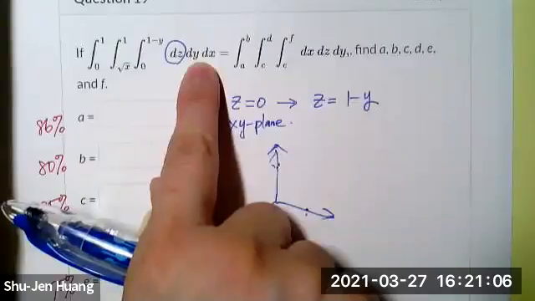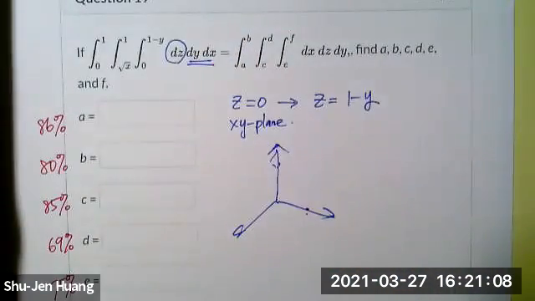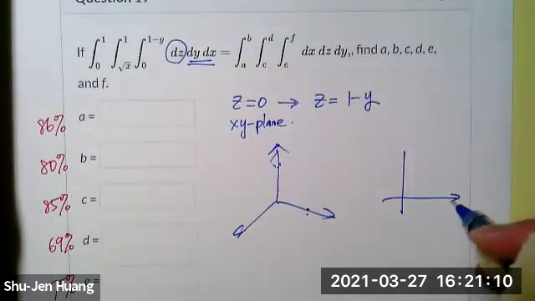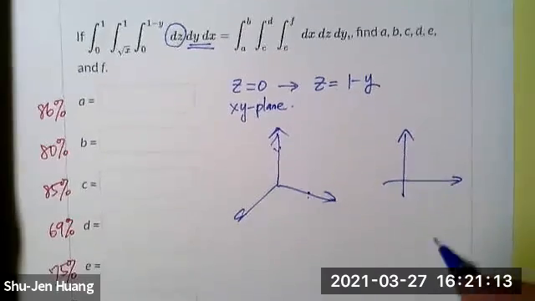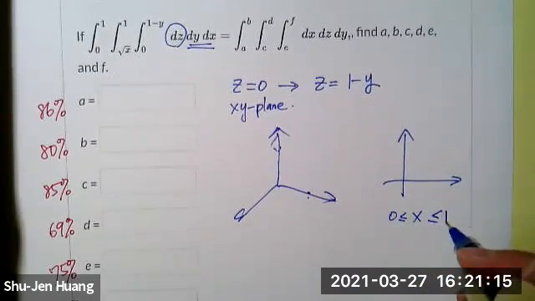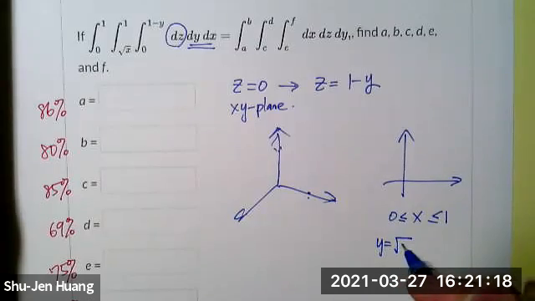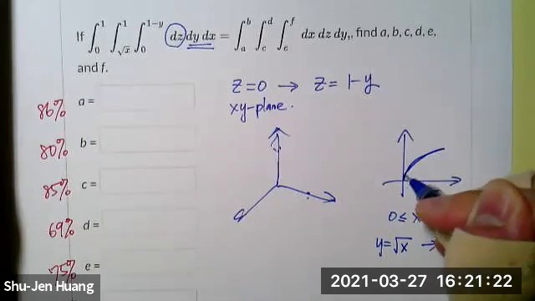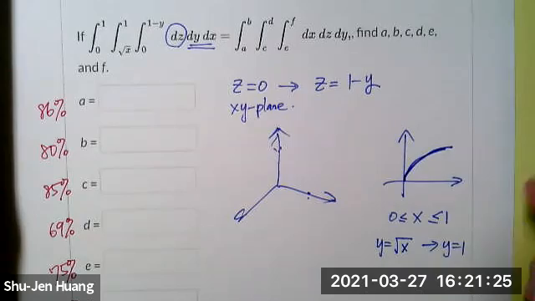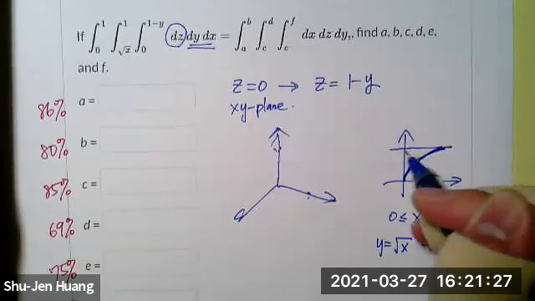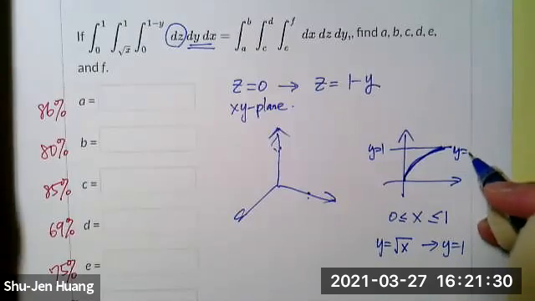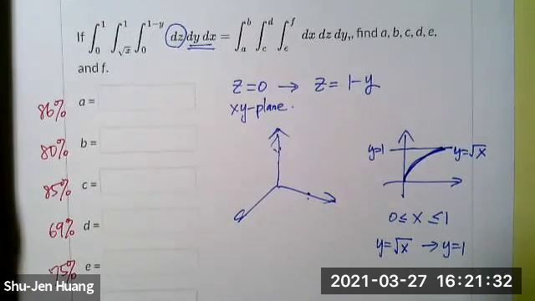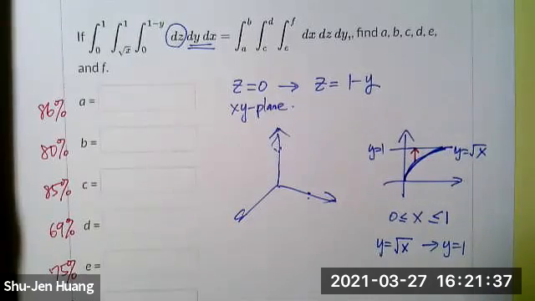And now when we do the projection onto the xy plane, dy dx, we have x between 0 and 1, and y is from square root x to y equal 1. y equal to square root x is like this, y from square root x to y equal 1. This is y equal 1, okay? And y is from square root x to 1, so it's this direction. So this is the region we have, okay?